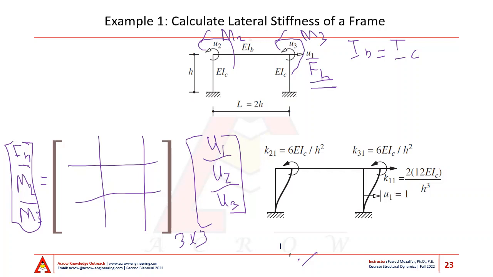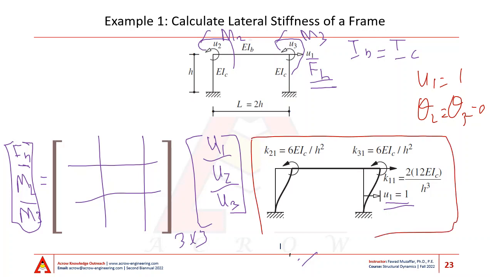Now, to fill up the first column of this KFF, we need to impose a deformation on our frame whereby u1 is equal to 1 and theta 2 is equal to theta 3 is equal to 0. So when I do that, my deformed shape looks like the figure shown on this slide. The columns, each one of them, are bending in double curvature with the point of inflection at mid height.